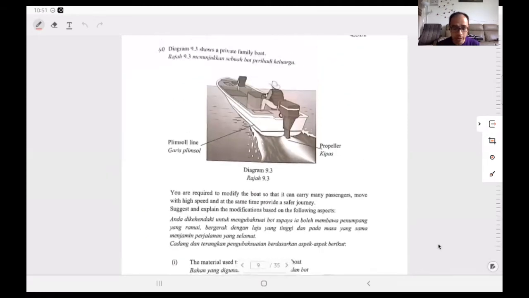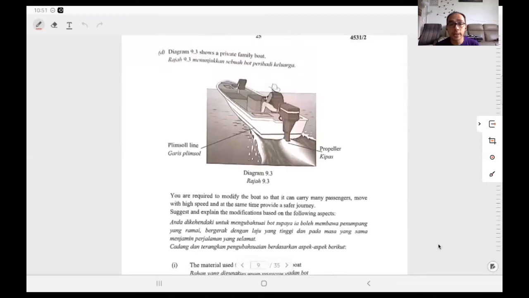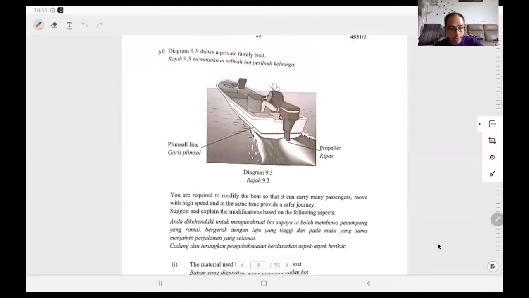So the 10-mark question shows a private family boat, and then there's a plimsoll line. The plimsoll line is a line that, if you're going to add stuff onto the boat, you cannot cross. The water level must not be higher than that line, otherwise there's a high possibility for the boat to sink. So the plimsoll line is there as a marker, to make sure that no matter how much weight you add onto the boat, the level of the boat in the water does not cross this line.